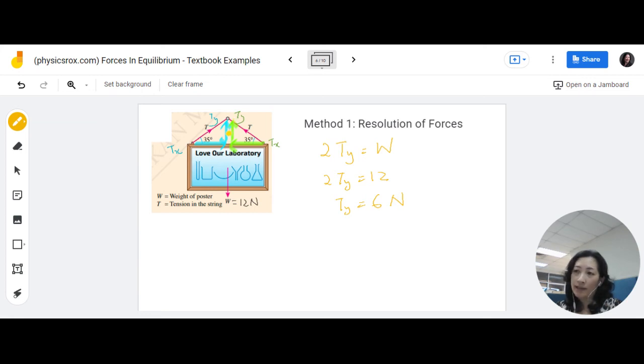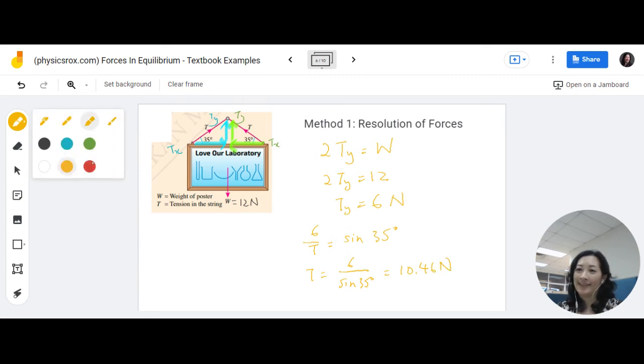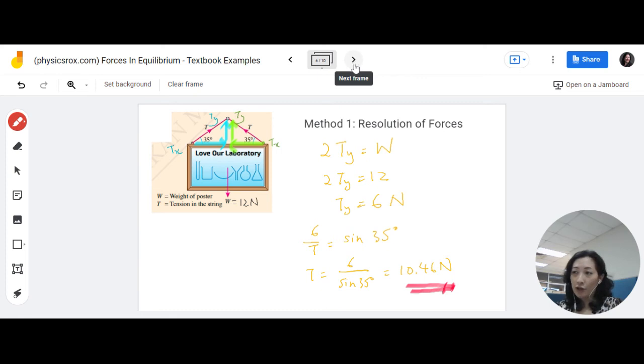So Ty, as you can see, is opposite to the 35-degree angle. T is the hypotenuse which we are looking for. So 6 over T equals opposite over hypotenuse, which is sine 35. So to find T, it would be 6 over sine 35, which gives us 10.46 Newton. And that's how we can solve the value of T using resolution of forces. We can also solve this using triangle of forces.